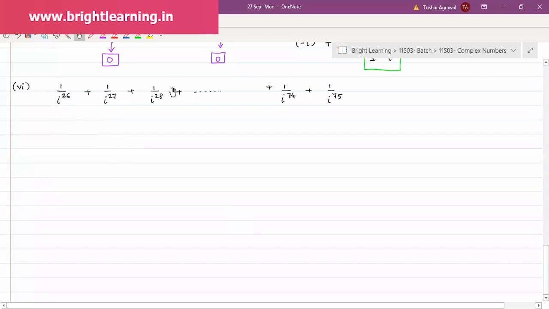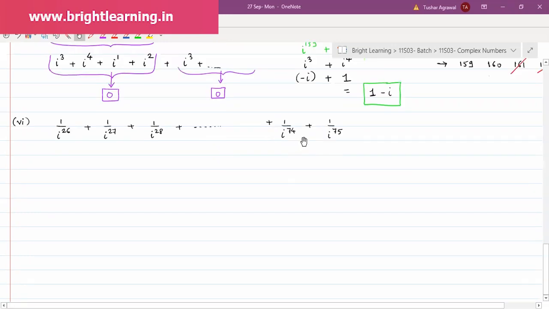26, 27, 28, 29. The first 4 terms, i raised to 26, i raised to 27, 28 and 29, their addition will become 0. Then the next 4, addition equal to 0. Check whether the addition is becoming 0 in each group of 4. But here the number of terms that I have given you, all of them will not form a group of 4. So some terms will remain lonely. They will be single. So those terms that remain single and do not occur in a group of 4, you will have to take those surviving terms and find the final answer.